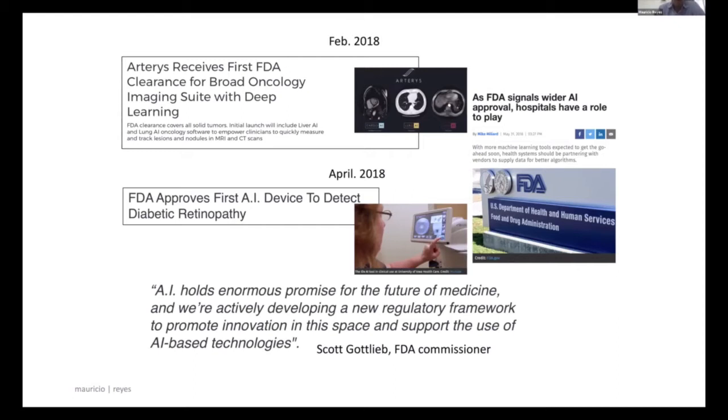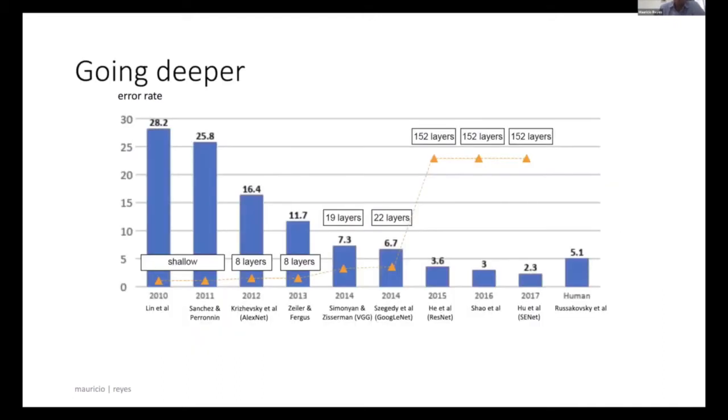Now, what's the secret? Probably you have seen it in previous sessions, the deep aspect of neural networks. What you see here are competition results over different years for a computer vision task where a computer needs to analyze and classify natural images. So here you have thousands of images of cats and dogs and houses and trees and just objects or scenes, and the computer needs to find the right class.